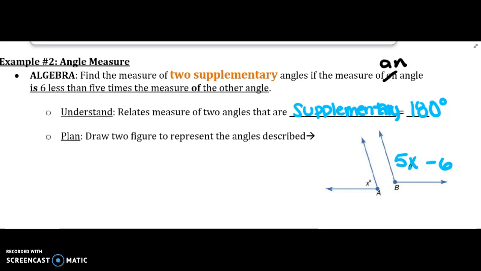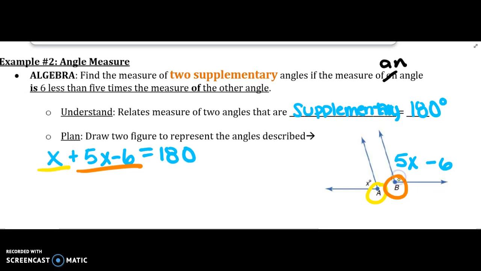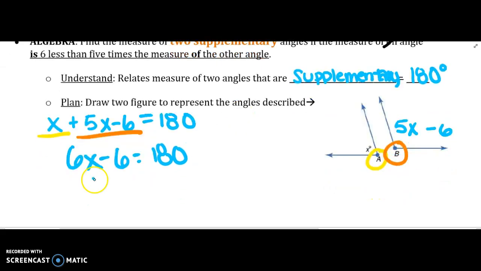Now I know these are supplementary, so they're going to add up to 180. So A and B is going to add up to 180, so I have A and B. And together, that is 180. A lot of times we can get the 5x minus 6, but you'll forget to add in this extra angle, which is why it's really, really important that you draw both of them to work that out.